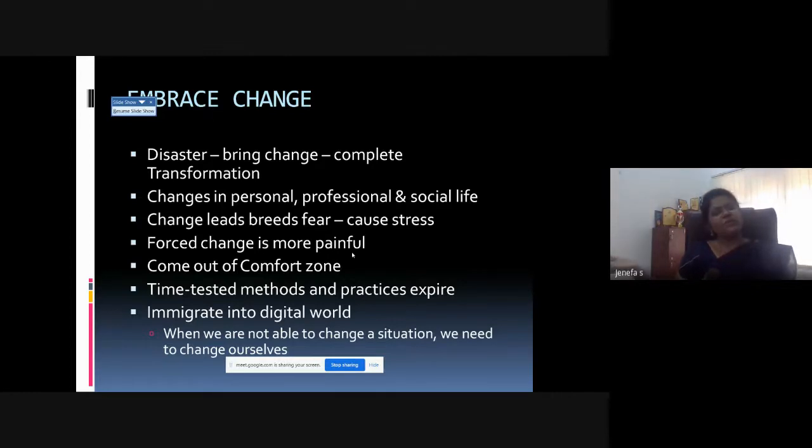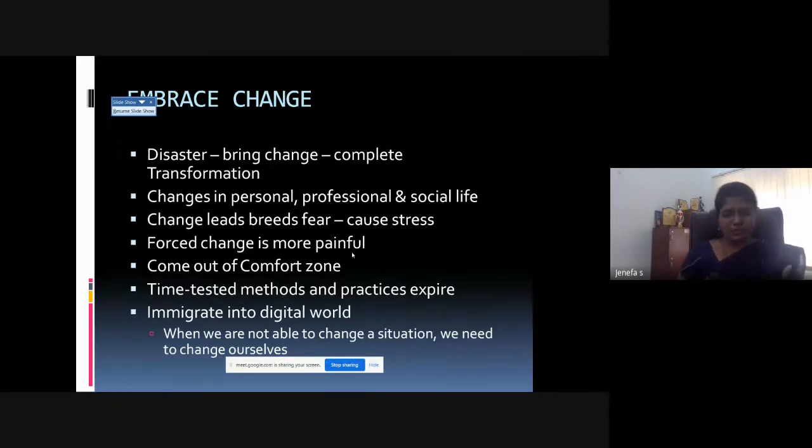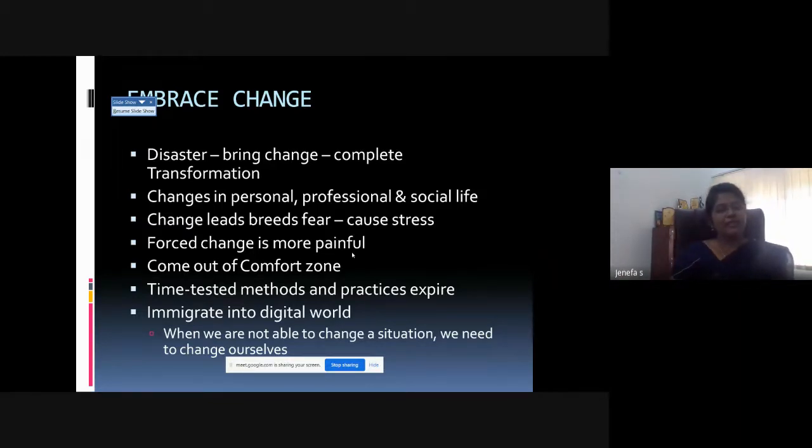We all human beings want to stay in the comfort zone where we are comfortable, right? But it's time for us to come out of the comfort zone. All the time-tested methods and practices expired suddenly, in a very short span of time. We have no other option than to switch to the new normal situation, and we have to immigrate into the digital world.